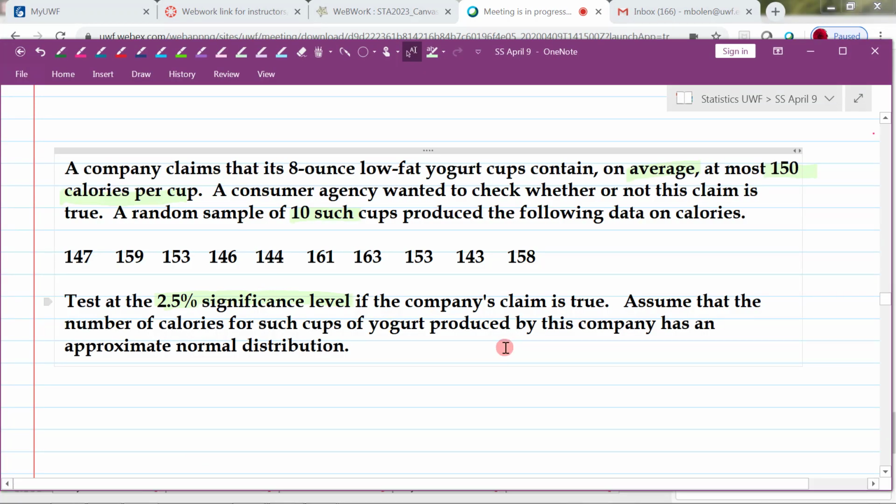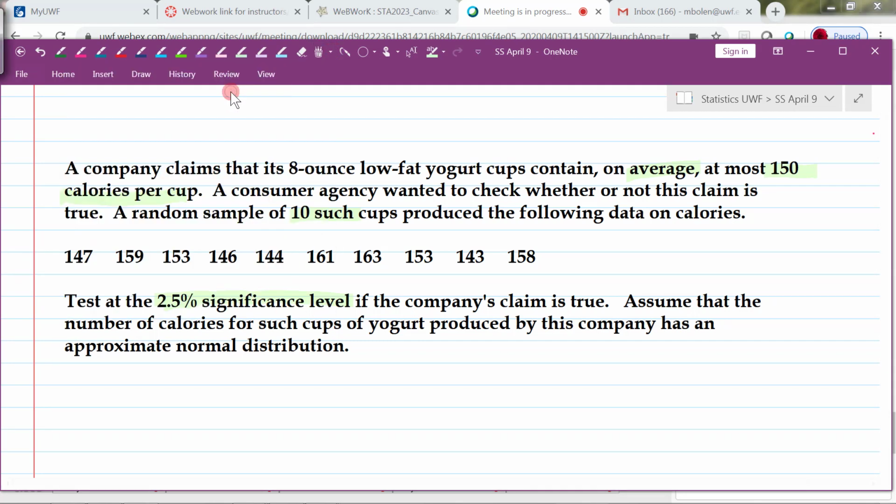Alrighty, so it says the company claims that its 8-ounce low-fat yogurt cups contain, on average, at most 150 calories per cup. The consumer agency wanted to check whether or not this claim is true. A random sample of 10 such cups produced the following data. Test at a 2.5% significance level. If the company's claim is true, assume that the number of calories for such cups of yogurt produced by this company is, on average, normally distributed.